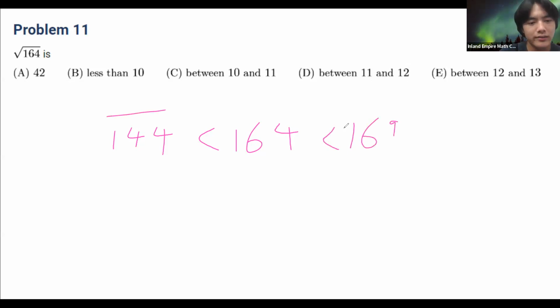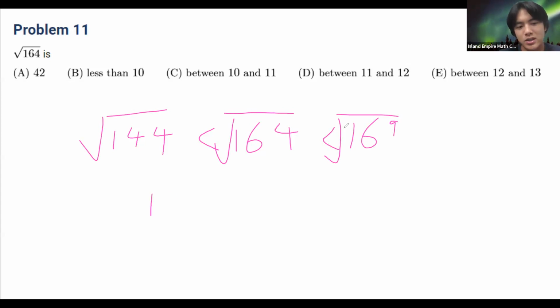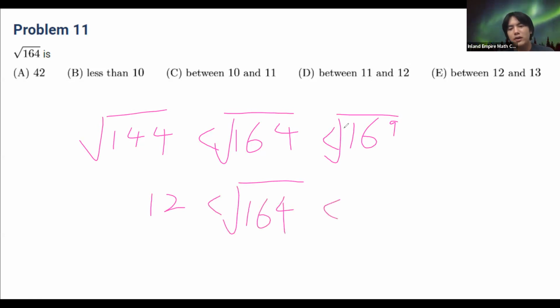Now, if you take the square root of all three numbers, you would see that the first one, 144, is the perfect square of 12. So that means the square root of 144 is 12. In the middle, you have the desired number, the square root of 164, and then the square root of 169 is 13 because the perfect square of 13 is 169. So therefore, if you set up an inequality like this, you'll see that 164 is greater than 144 and less than 169, which means its square root is greater than 12 and less than 13. So the answer is E.